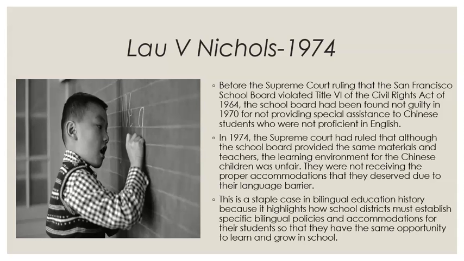In 1974, the Supreme Court ruled that although the school board provided the same materials and teachers, the learning environment for the Chinese children was unfair. They were not receiving the proper accommodations that they deserved due to their language barrier. This is a staple case in bilingual education history because it highlights how school districts must establish specific bilingual policies and accommodations for their students so that they have the same opportunity to learn and grow in the school.